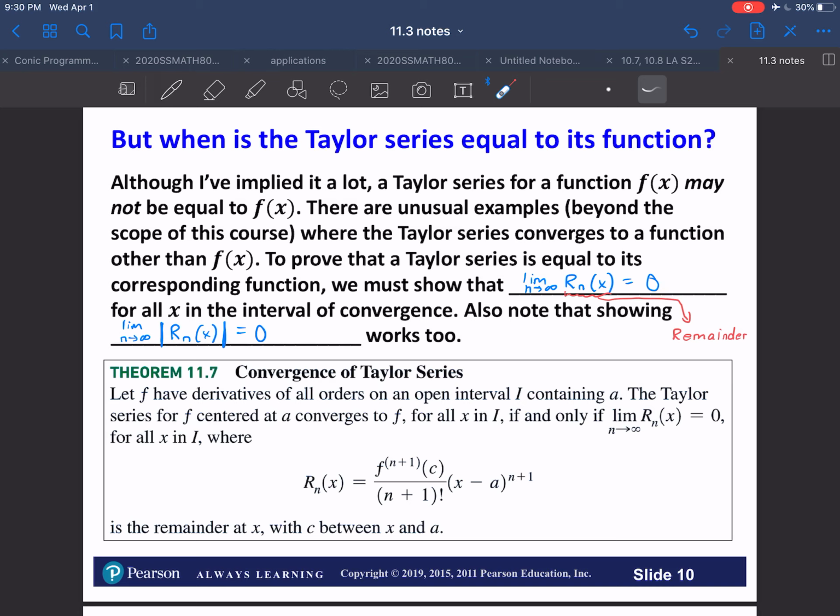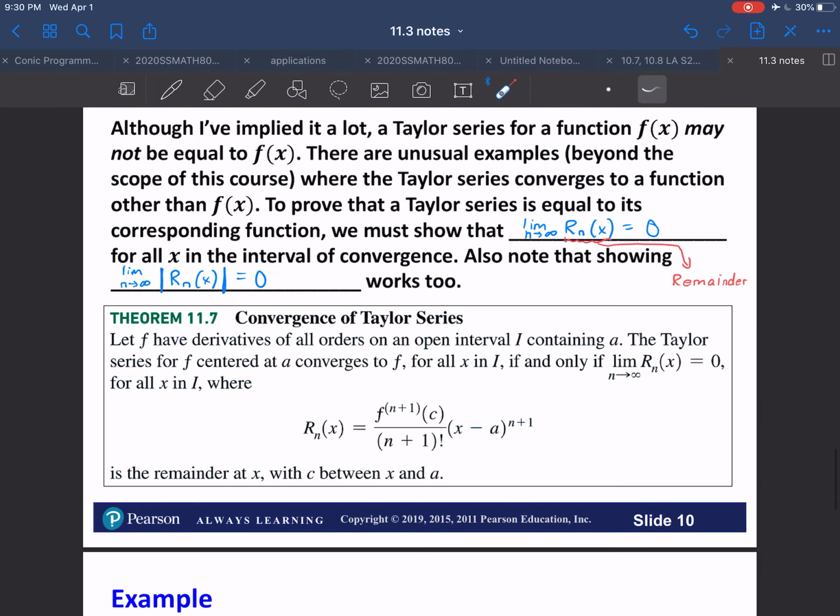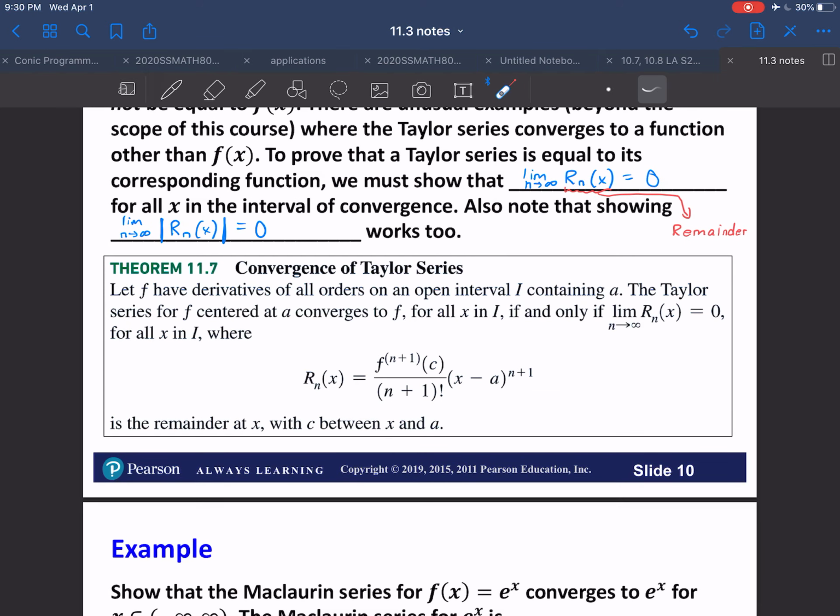Let f have derivatives of all orders, so basically infinitely differentiable. You can differentiate as many times as you want, on an open interval I containing a. So in this last example, that interval would be negative infinity to positive infinity. The Taylor series for f centered at a converges to f for all x within that interval if and only if the limit of the remainder is equal to 0 for all x in I, where this remainder is equal to this, and c is some number between x and a.